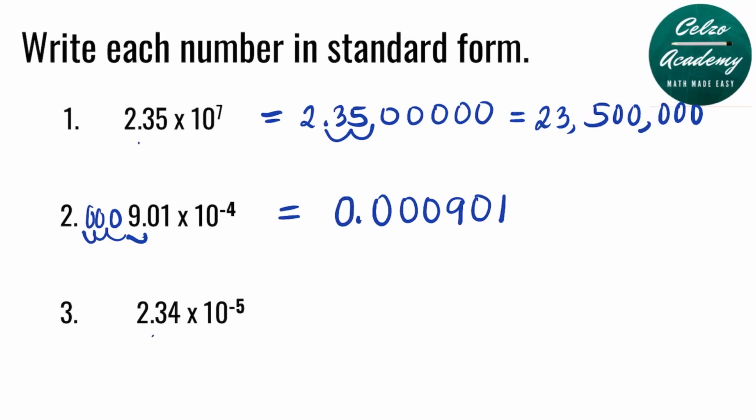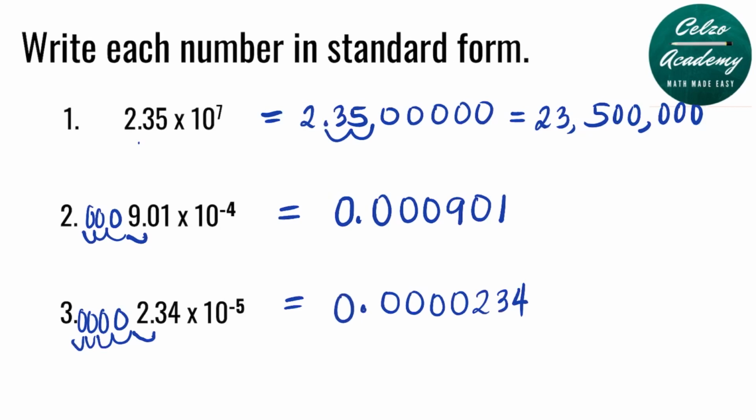Question number 3. 2.34 times 10 to the power of negative 5. Since the power is negative 5, this means we need to move the decimal point 5 places to the left. 1 to the left, and this means we need to add 4 more zeros on the left side. 2, 3, 4, 5. So the answer is 0.000234 and we write a 0 before the decimal point.